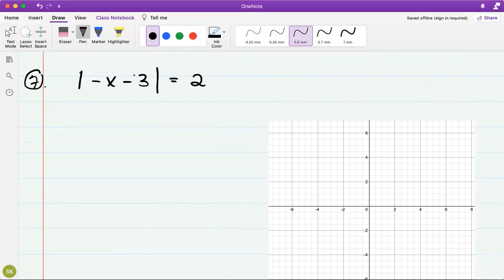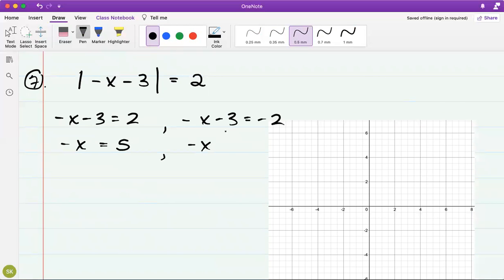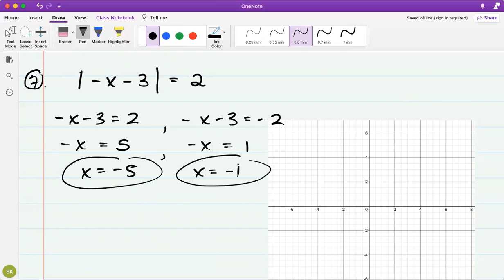We have the absolute value of -x minus 3 equals 2. Let's solve it the easy way, which is just take whatever's inside that absolute value, set it equal to 2, and also set it equal to -2. Move the 3 over, you get negative x is 5, negative x is 1. So we get x is equal to -5 and x is equal to -1. Those will be our two solutions.